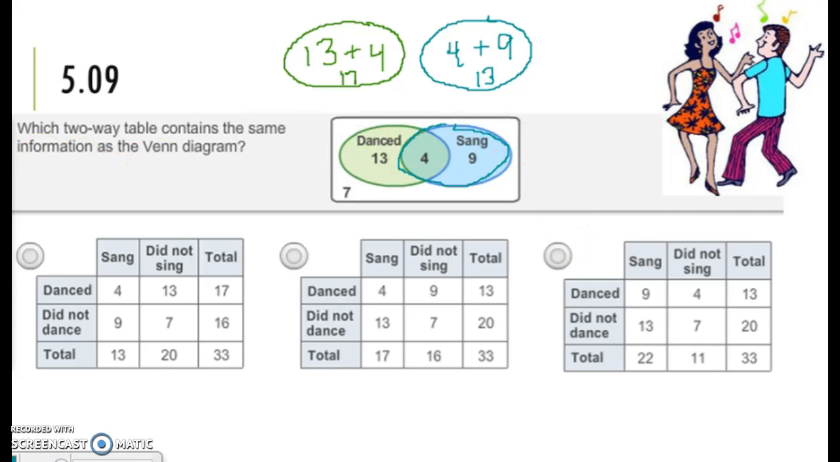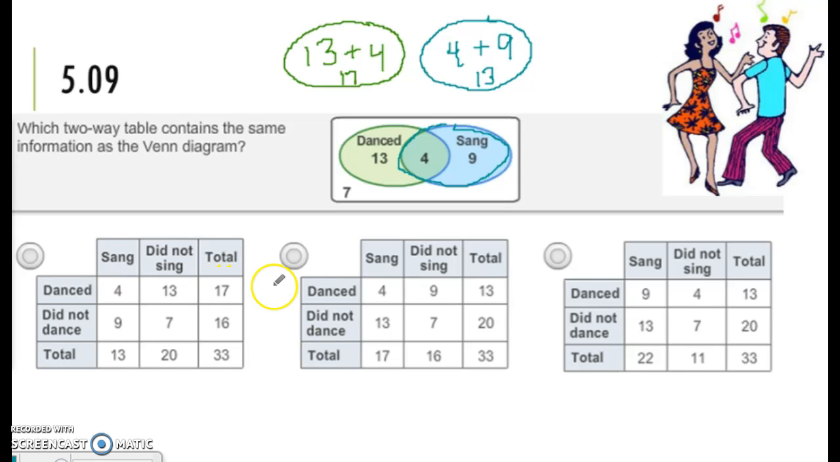I need to do that for myself just because I think it's easier to visualize, because it's so easy to get caught up and say, oh, only 13 people danced. Well, that's not true. 17 people danced. These people just did both. So I like to split them apart and find the total of each circle first. And then a lot of times that'll actually give me my answer.